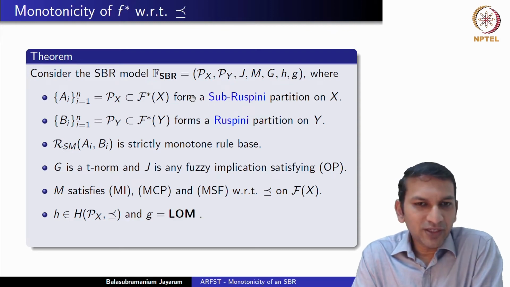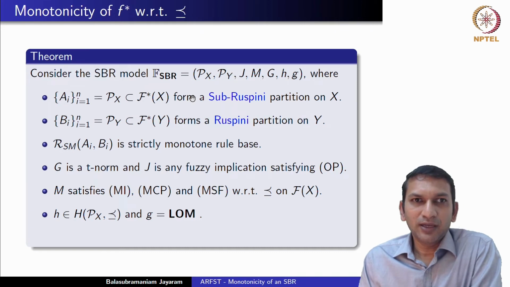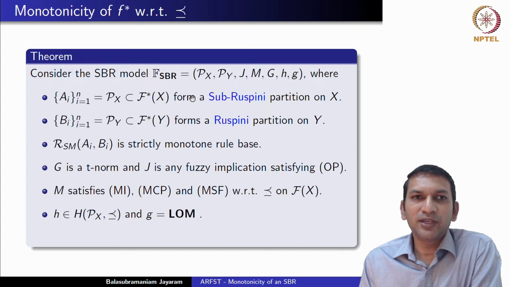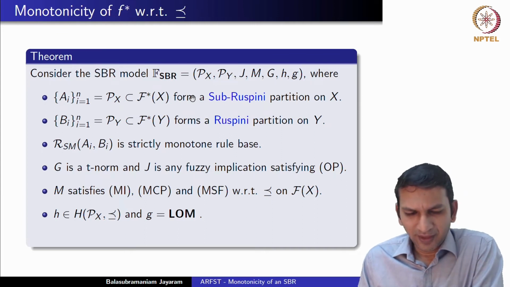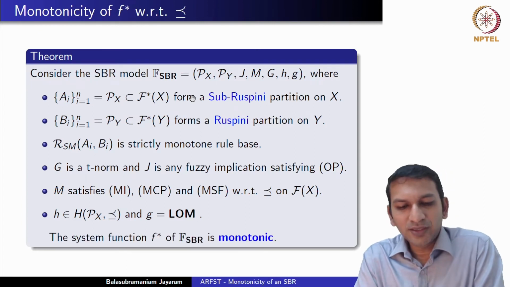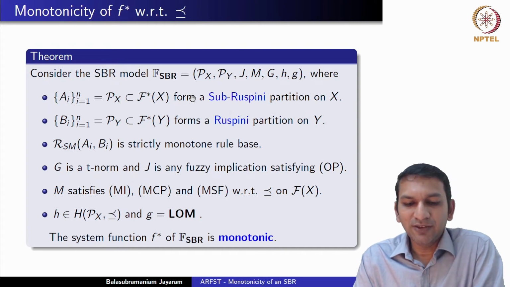And for the defuzzifier G, we take the least of maxima. So essentially, if the output fuzzy set B dash is normal, that means if it has a kernel, then it is the least of the kernel, the smallest, or the point at which the output B dash takes its first point of normality. Well, if you consider these as the operations and as the collection of fuzzy sets with these properties, then it can be shown the system function f star of f SBR, the model that we are considering, is in fact monotonic.